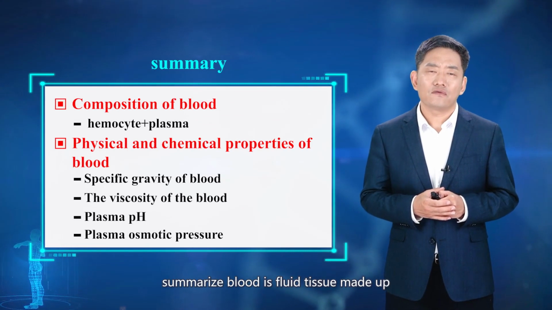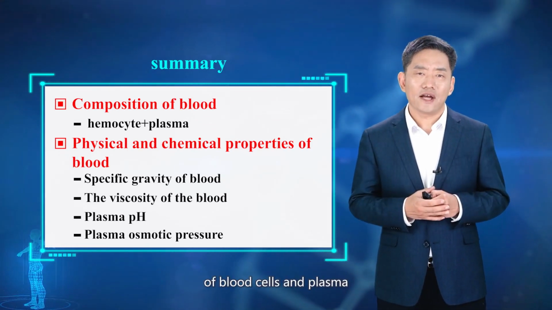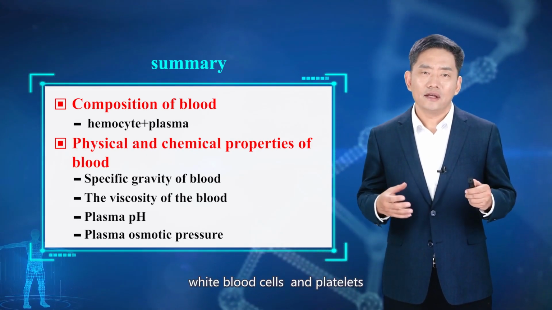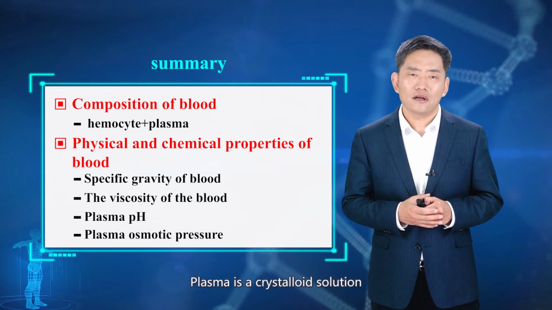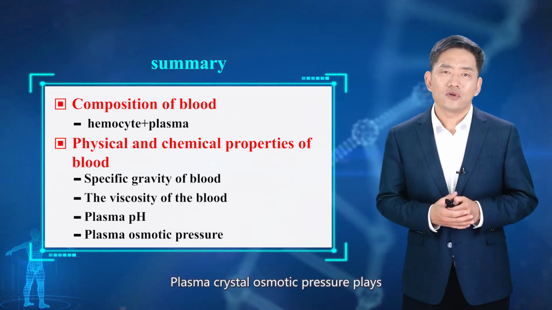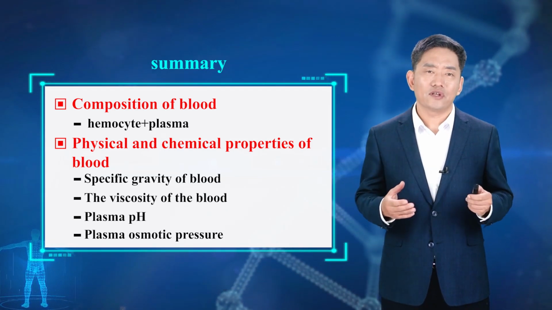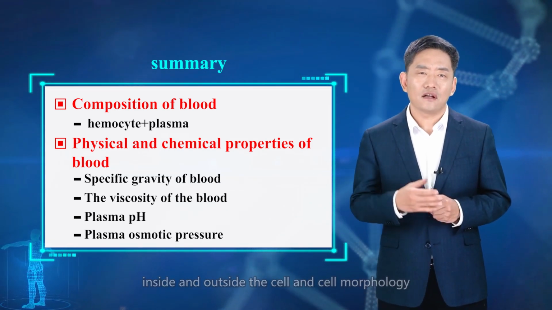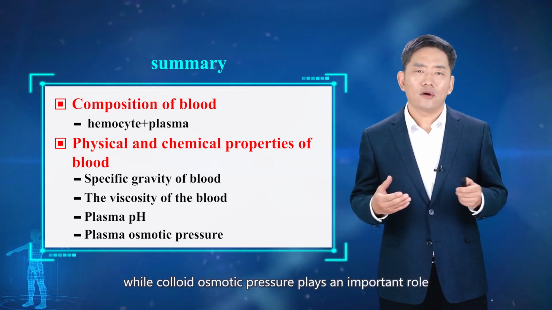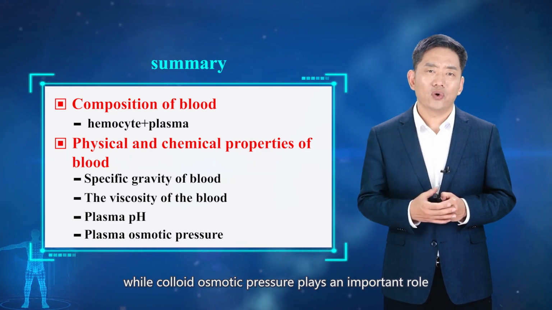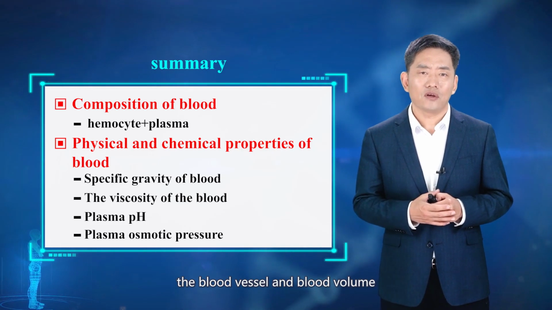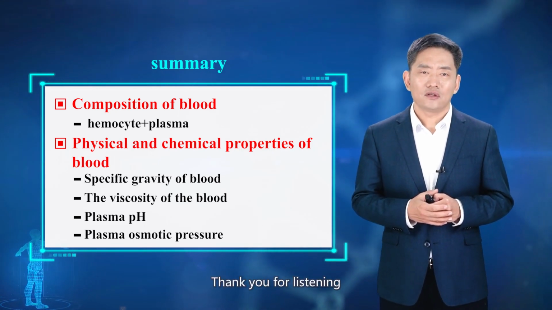To summarize, blood is a fluid tissue made up of blood cells and plasma. Blood cells include red blood cells, white blood cells, and platelets. Plasma is a crystalloid solution. Plasma crystal osmotic pressure plays an important role in maintaining the water balance inside and outside the cell and the cell morphology, while colloidal osmotic pressure plays an important role in maintaining the water balance inside and outside the blood vessel and blood volume.